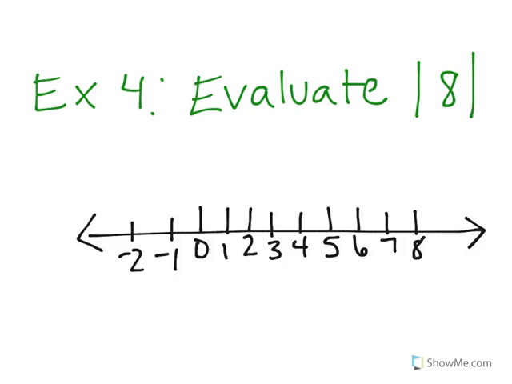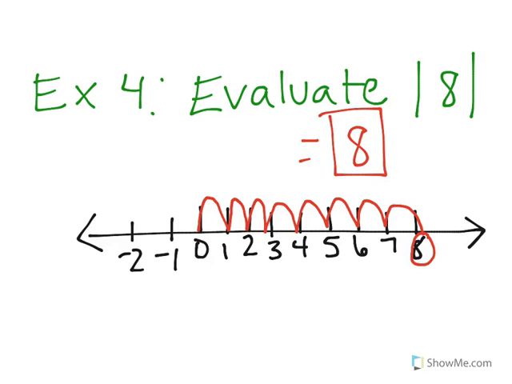My last example is to evaluate the absolute value of 8. Again, that's how you read that. Evaluate the absolute value of 8. Absolute value means the distance away from 0, so I'm going to locate the number 8 on the number line and ask how far it is away from 0. 1, 2, 3, 4, 5, 6, 7, 8. It is 8 away from 0. So the absolute value of -8 equals +8. And that brings me to the end of the lesson on integers and absolute value.